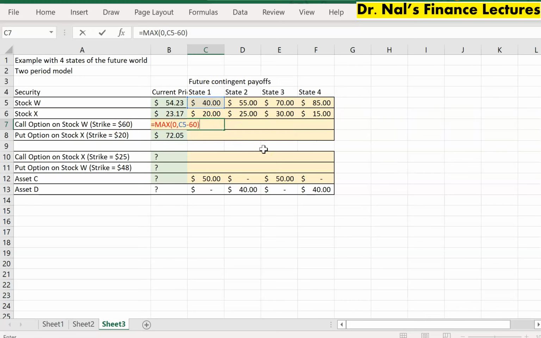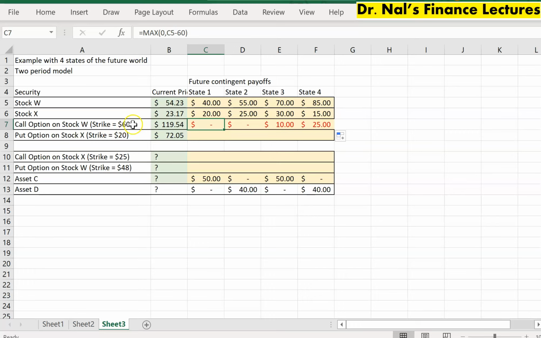Do you see what I did here? It goes worthless here, and I can extend the formula and I would be done. So what I did is the following. I know that this call option will only be exercised in future states where the stock price exceeds $60. Whenever the stock price exceeds $60, the owner of the call option will only get the difference. Why? Because you have the right to purchase at $60.